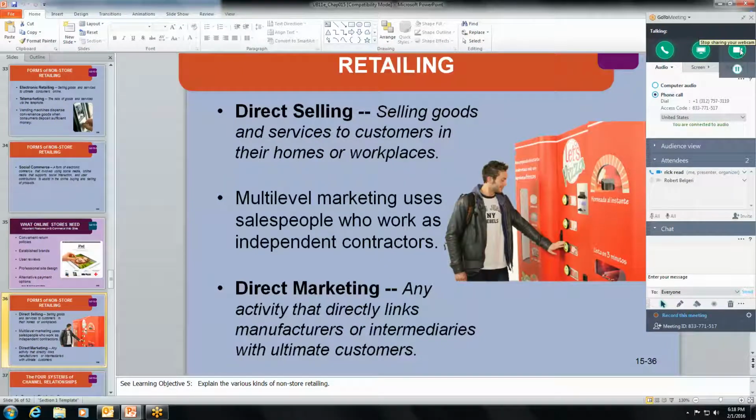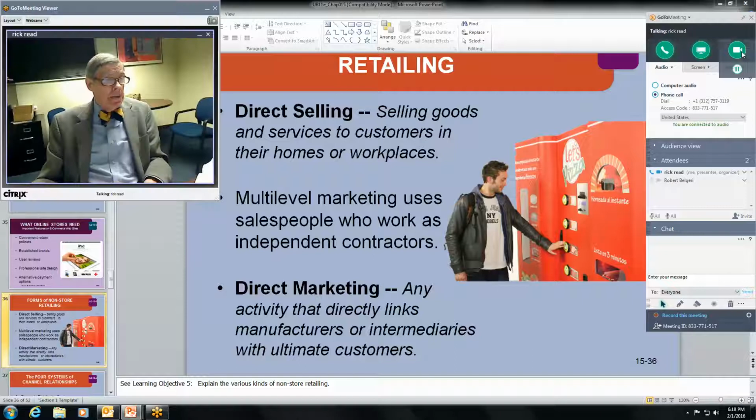These are forms of non-store retailing. Direct selling, pretty easy. And direct marketing. This one's a little bit different. So I'm going to make sure that we get this one in our mind. Any activity that directly links manufacturers or intermediaries with ultimate customers. Ultimate customers, end user.